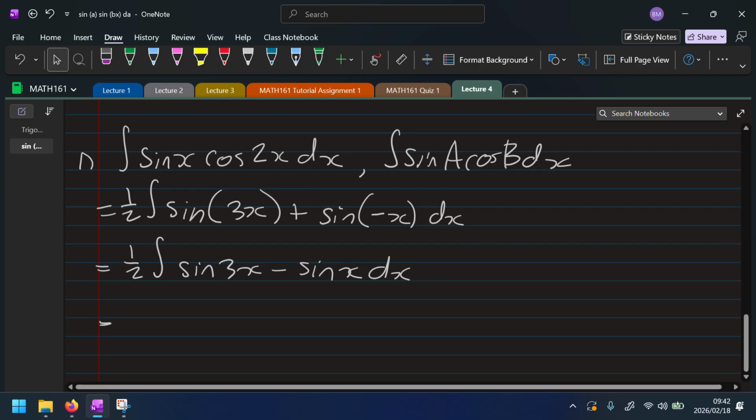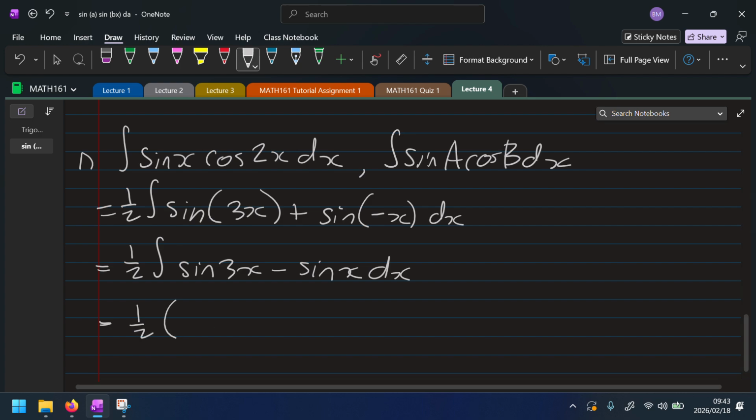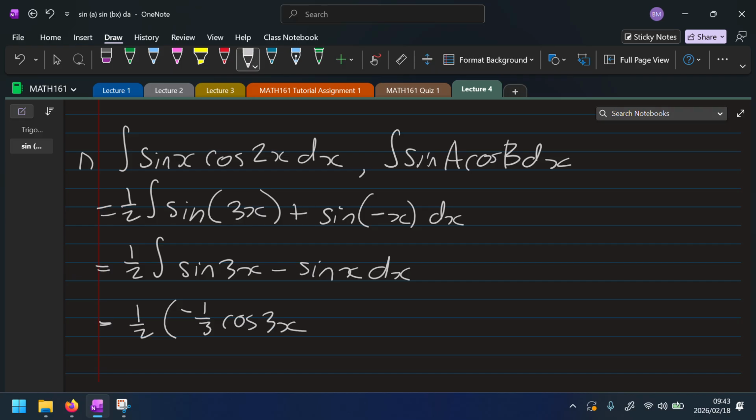Okay, and this is very easy to do. So this is 1/2 integral of sine, minus cos, and then the 3 comes out. So 1/3 cos 3x, and then integral of sine minus cos, so we get a plus cos. Okay. Everyone okay with this? All good? Okay. Now this is one way to solve this.